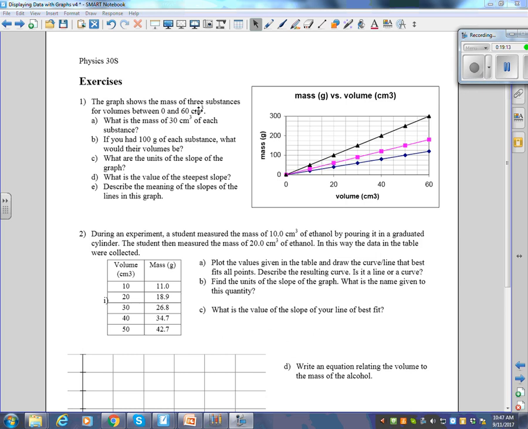The graph shows the mass of 3 substances for volumes between 0 and 60 cubic centimeters. What is the mass of 30 cubic centimeters of each substance? So you're looking for the mass, that's the Y, of 30 cubic centimeters. So you got to find 30. That's 20. 30 would be right there. Right? So that one there, these go up by 20, I think, right? So that'd be like 22, something like that. 25, something around that, 22, 25, somewhere in there. Then you got 50. Oh, yeah, right.